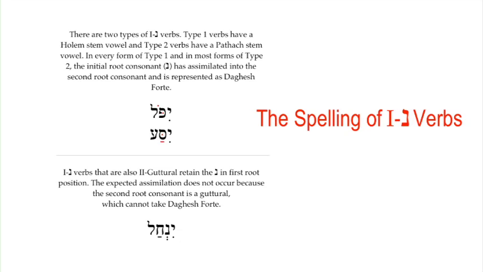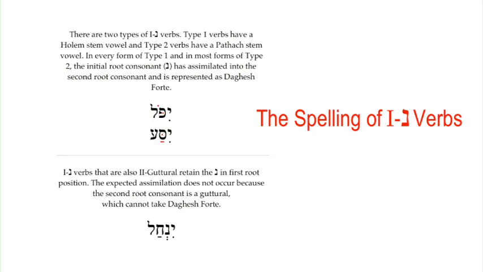So the way in which you'll identify and properly reconstruct this verbal root as one noon is recognizing that the dagesh forte in the pe, or the second root consonant, represents the assimilated noon of the verbal root. Let's look together at the second example, yissa, yissa. The only difference between yippol and yissa is the stem vowel. In the first example, you have a holem stem vowel. In the second example, you have the patach stem vowel.